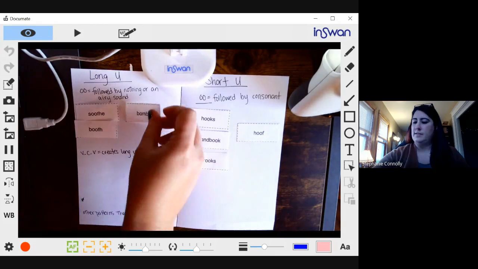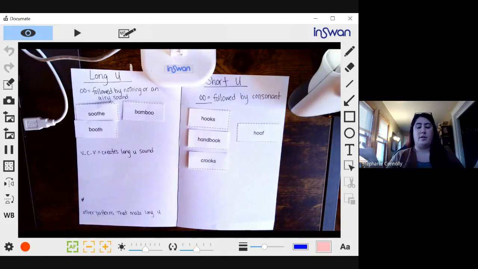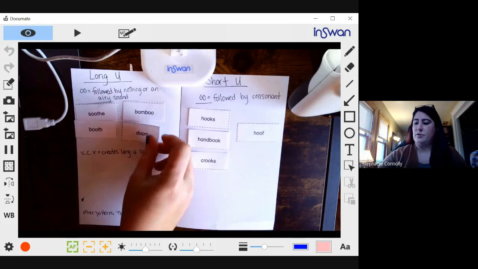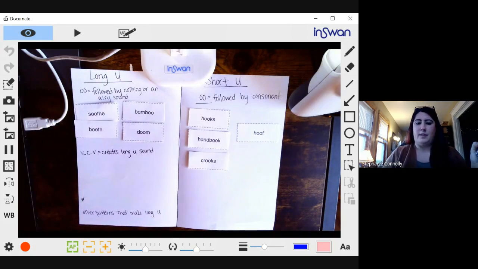Now this one is bamboo. That's followed by nothing at the end. It's just at the end of the word. So it's bamboo. Two O's make that oo sound. Next we have doom. And M is another one of those airy sounds, it's just made by air, right? Forcing your mouth together. So those are all the long U, well not all, but at least in this week, long U followed by nothing or an airy sound at the end of a word.